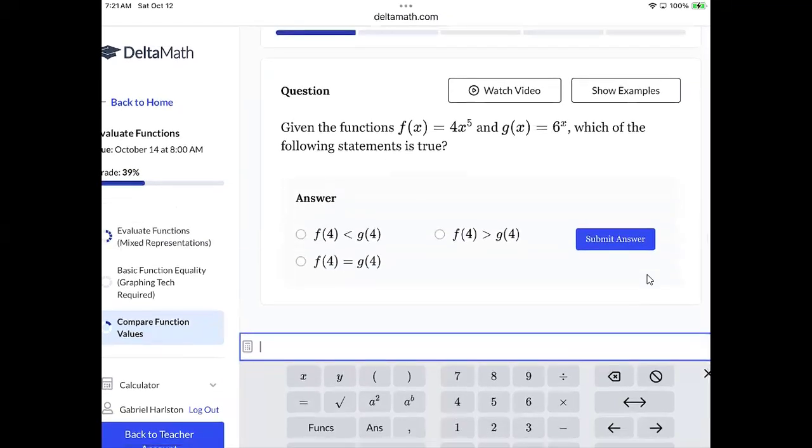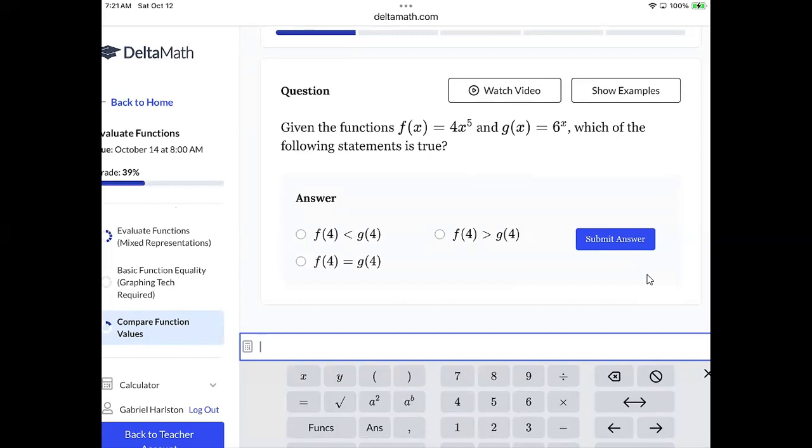You got a couple choices. When you evaluate both of the functions using the same input, they're either going to be equal, or one of the functions is going to be greater than or less than the other. So that's what you have to determine. The input that we're going to be using is 4, because you can see all the answer choices have an input of 4.